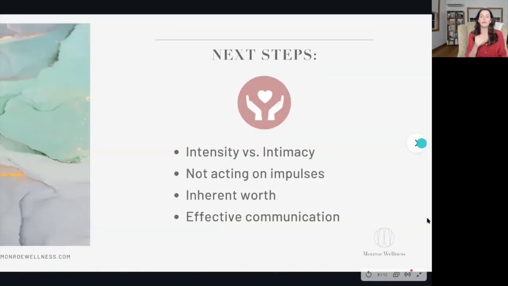Next steps, one is recognizing intensity versus intimacy. This is a really big one. Like I said about the nervous system, we're so used to going on this roller coaster ride and being in fight or flight mode that we don't really know what intimacy feels like. Intimacy has a stability about it. It has a staying power about it that we might find boring once we're in a securely attached relationship.